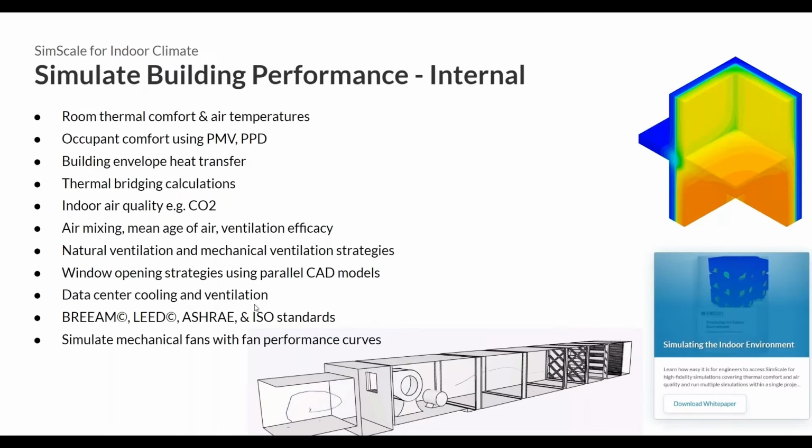And looking more at the indoor environment, again, we have another new white paper that's been released. A ton of different types of analysis you can do at the room level and the sub-room level, even looking at HVAC units, air handling units, pumps, fans, ventilation flow, and things like room air temperatures, occupant comfort, building envelope heat transfer, thermal bridging, and examples such as calculating CO2, air quality, data center cooling, window opening strategies, and many more.